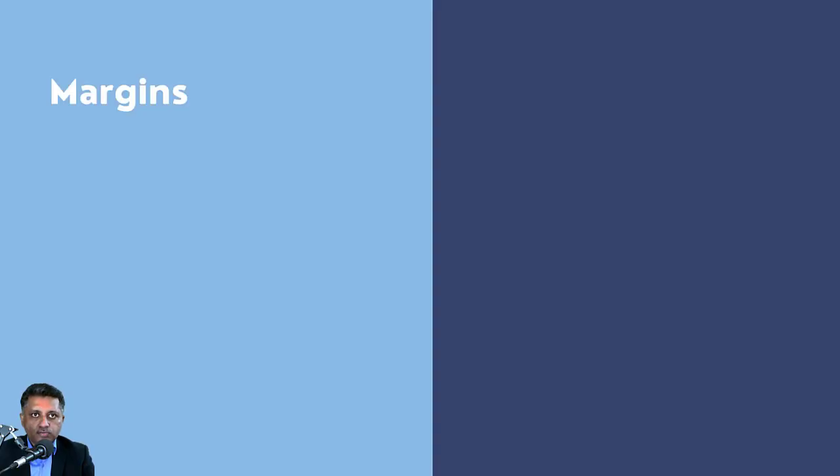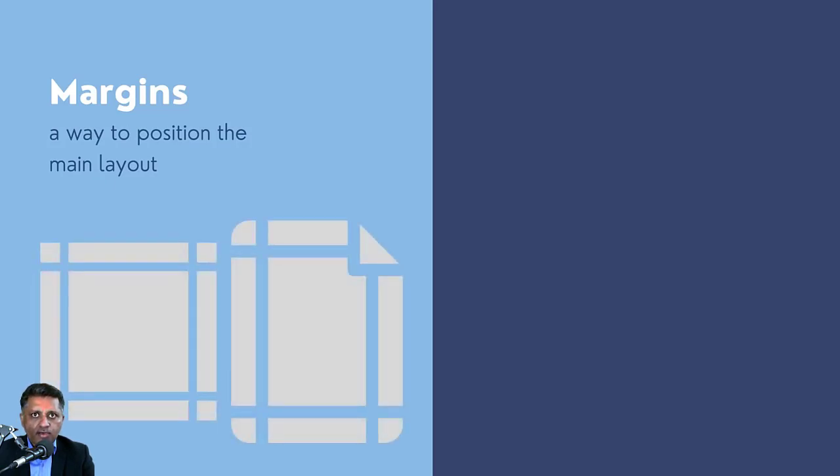Firstly, the margins, which give us a way of positioning our main layout within the design space, but also serve some functional reasons as well. If we were working on a book or magazine, for example, we need margins on the outside edge of the pages because that's where somebody would hold the page.